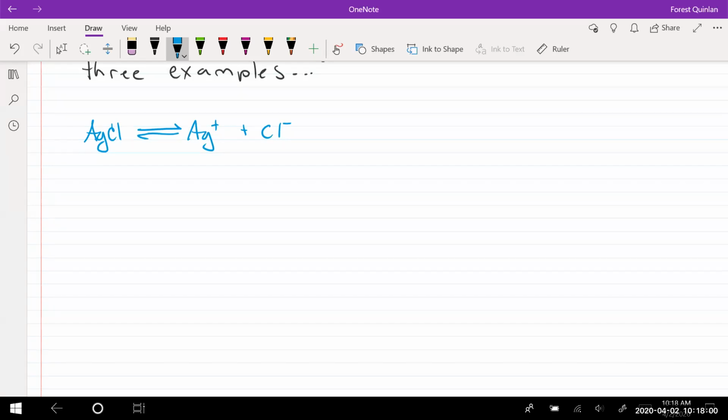I'll go ahead and put the KSP. KSP equals 1.8 times 10 to the minus 10. If we were to do an ice table, can we agree that we're going to start out with the AgCl doing nothing? Well, let me just go ahead and do it, and then I'll stop doing it here at the end. We can agree that nothing happens with our AgCl. We can agree that we start out with nothing. We're going to add x's. And at the end, we have x over x.